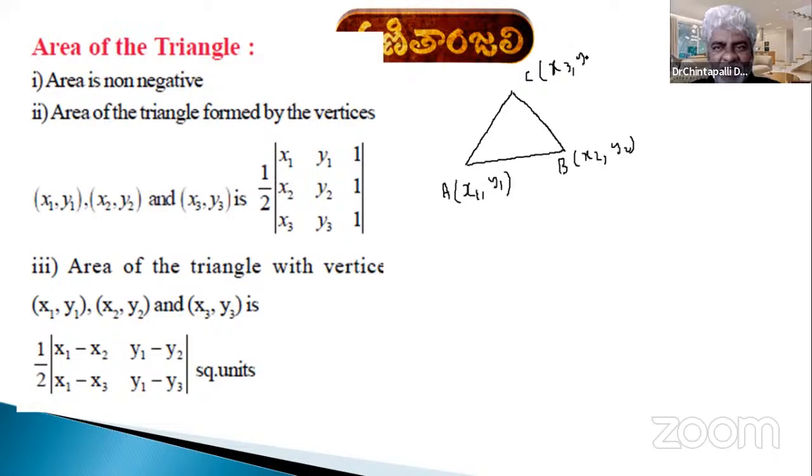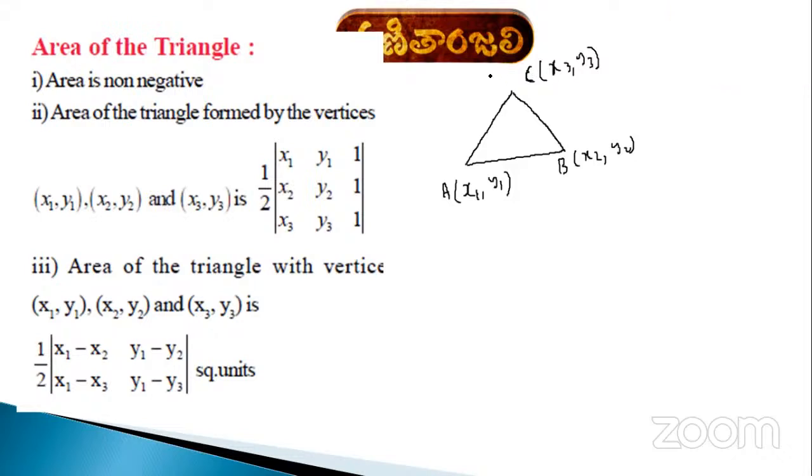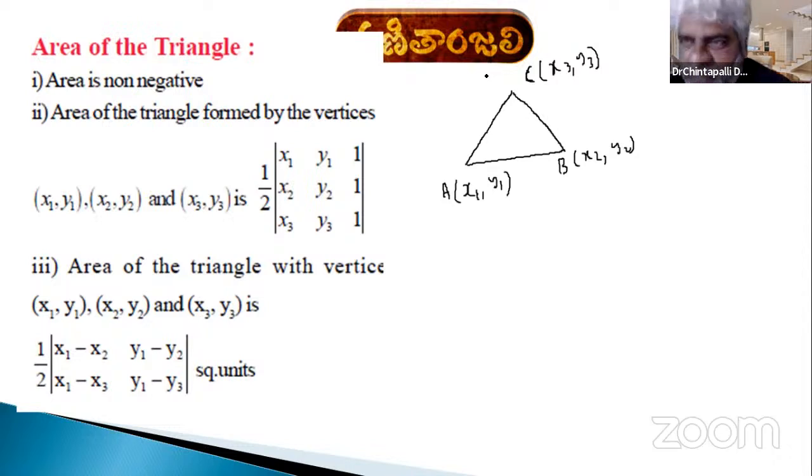Remember the point that vertices are denoted by capital letters only, big letters only. Small letters are not used to denote vertices. On the other hand, small letters, small a, small b, small c, are used to denote the lengths of the sides.